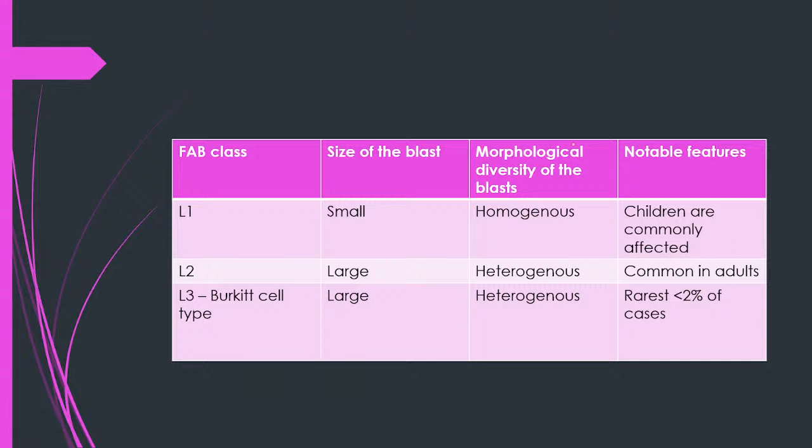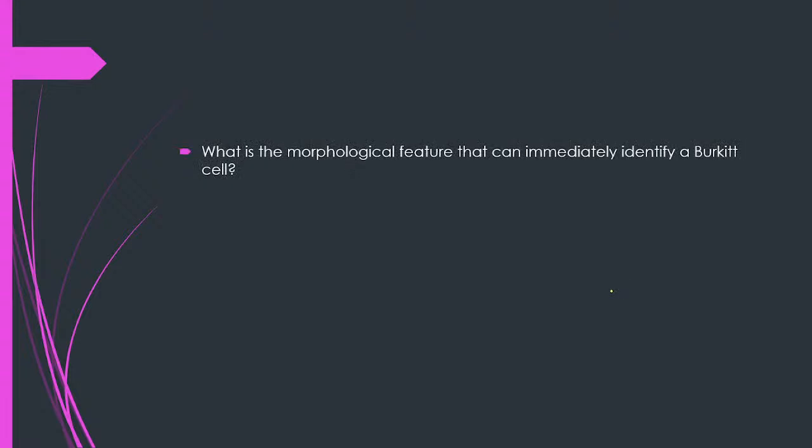Now, the most commonly affected is children for FAB1. For FAB2, the commonly affected is adults, and for Burkitt cell, it's less than 2% of the cases. All right. Now, morphological appearance.